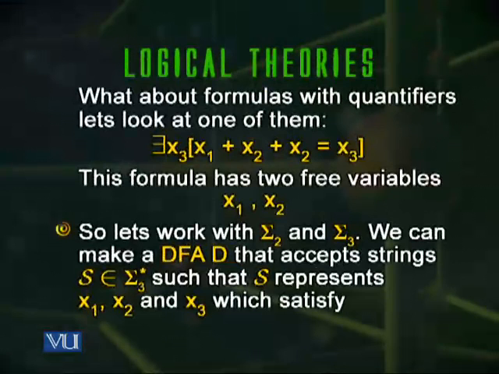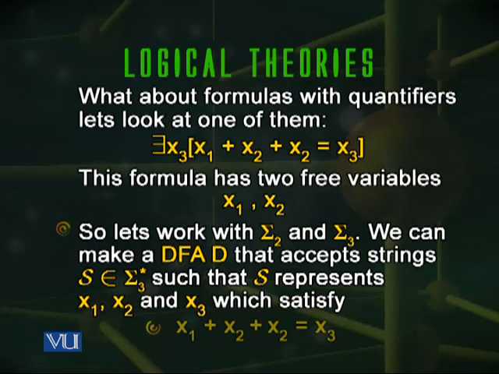Can we make a DFA D that accepts strings S in sigma 2 star such that S represents x1 and x2 which satisfy this formula? Well, what we know is that we can make a DFA D that accepts strings in sigma 3 star such that S represents x1, x2 and x3 which satisfy x1 plus x2 equals x3. So the quantifier-free part of this formula we can capture with a DFA. But that's not what we want. We want to capture the whole formula with the quantifier.